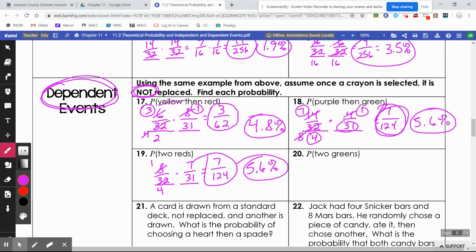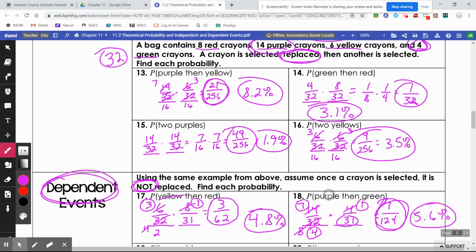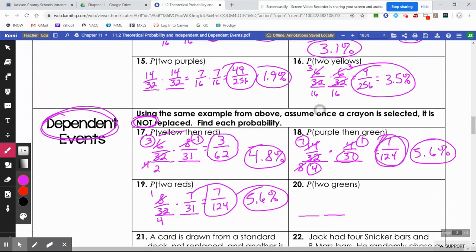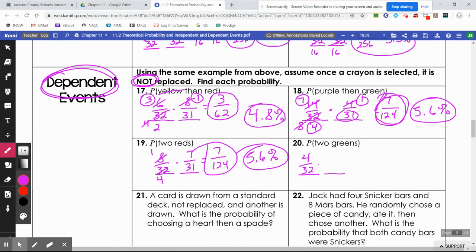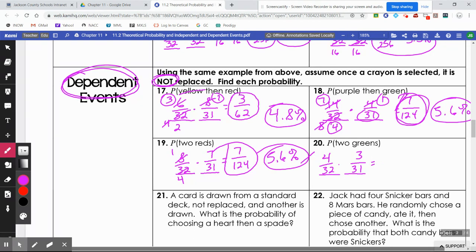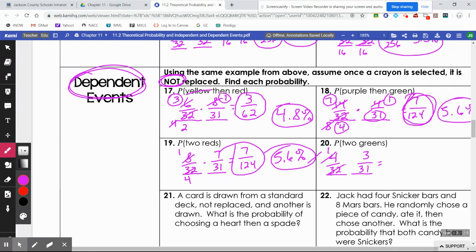And finally, 2 greens. Hopefully we're catching on now. The greens, there were 4 greens out of 32, so this is not going to be very likely. So there's a 4 in 32 chance of the first green being drawn out. There are only 3 greens left after you draw that one out and not replace it, out of the 31 crayons that are left. 4 and 32 reduces to a 1 and an 8. 8 and 3 do not reduce, and neither does 31 and 1, so that leaves you with a 3 out of 248 chance, which is not going to be very likely.